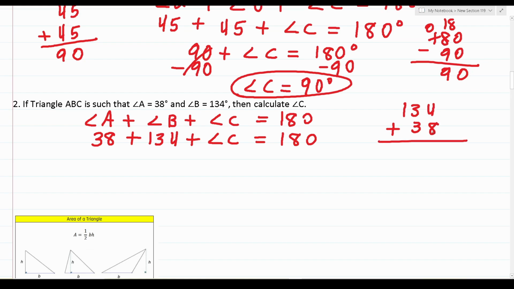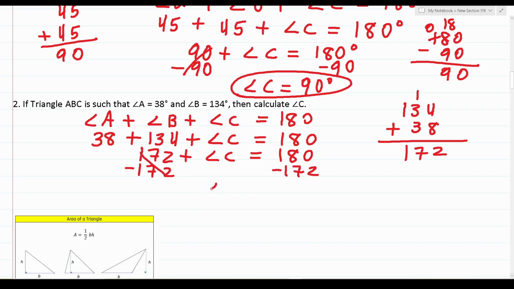4 plus 8, that's 8, 9, 10, 11, 12, so drop down a 2, carry a 1. 3 plus 3 is going to be 6, plus 1 is 7, and drop down this 1. So this becomes 172 plus the measure of angle C equals 180. Now we're solving for C, so let's subtract 172 from both sides.